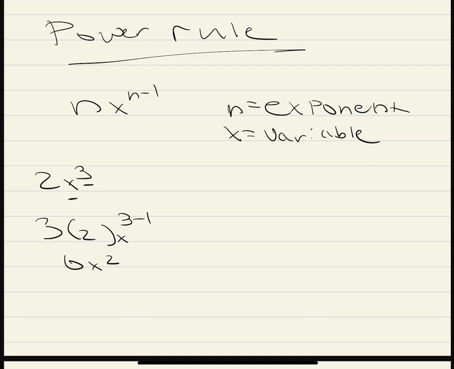Another example of this we can do is 5x cubed, where we would multiply the exponent by the leading coefficient and subtract this exponent by 1. Bring your exponent down, multiply it by your leading coefficient, subtract it by 1, 15x squared.